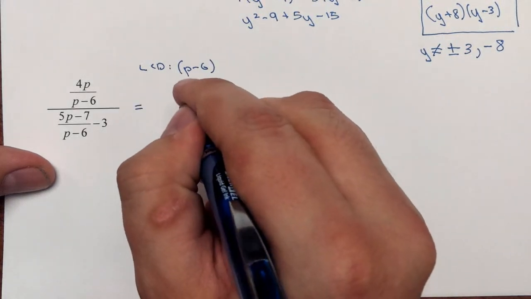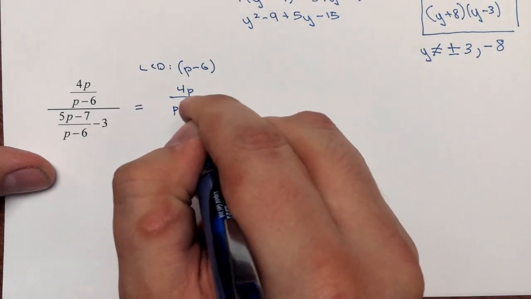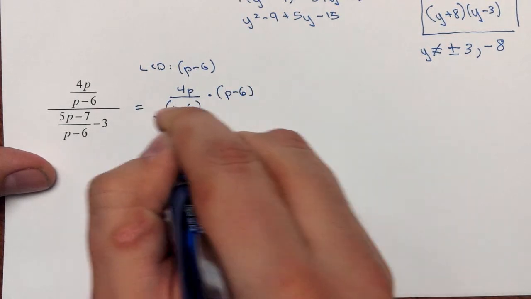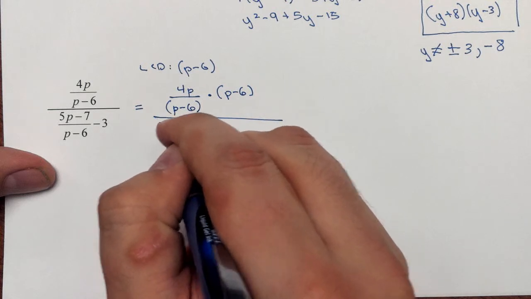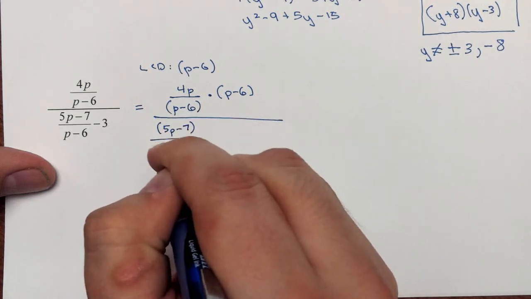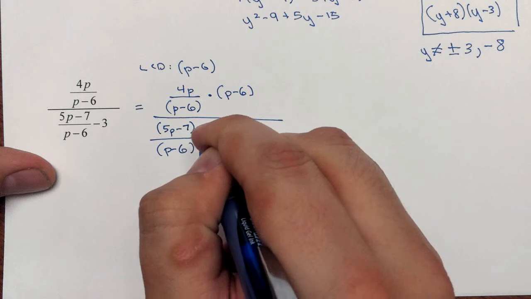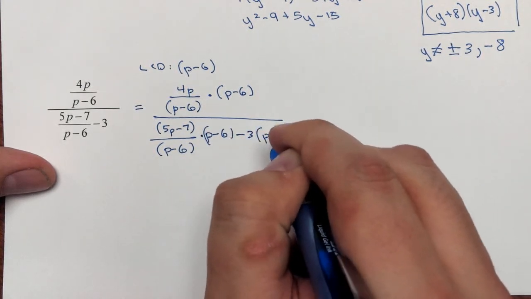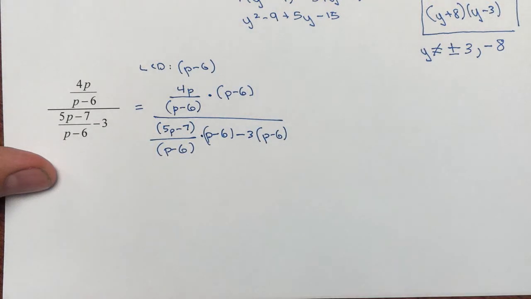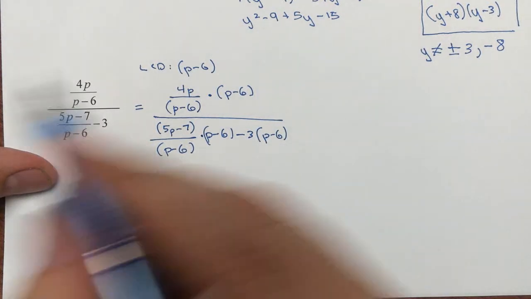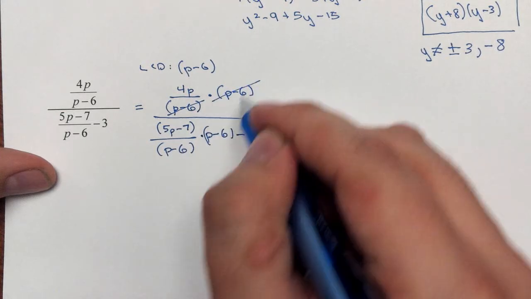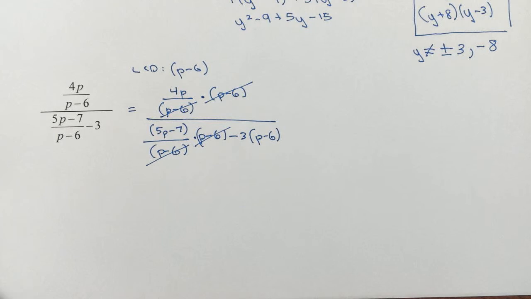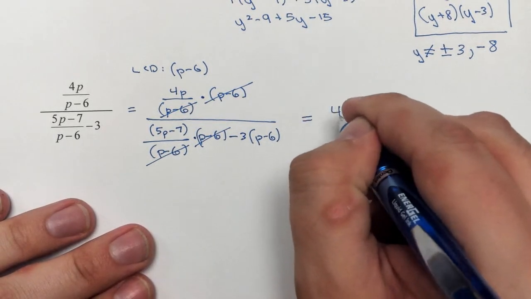So what I will have is 4p over p minus 6 times p minus 6, over 5p minus 7 over p minus 6 times p minus 6, minus 3 times p minus 6. Now again, the idea of this allows me to eliminate these denominators. The p minus 6's are gone, and I'm left with, up top, simply 4p.